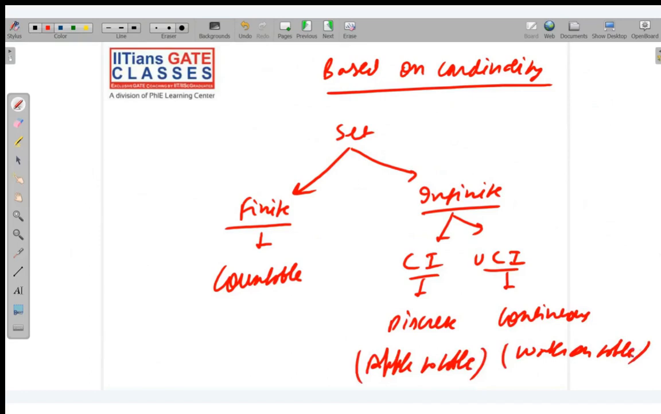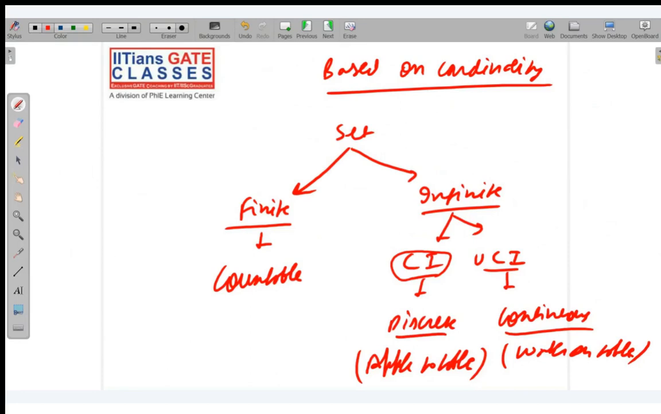Continuous set examples are real numbers, irrational numbers. Countable set examples are natural numbers, whole numbers. I think we have done that, so I should not repeat all these things here. Countable means discrete, that means you are able to guess which is the first number, second number, and so on. But an uncountable infinite set is continuous. We are not able to guess which is first, which is second. We do not know which is the first real number, or the second real number. That is the basic thing.